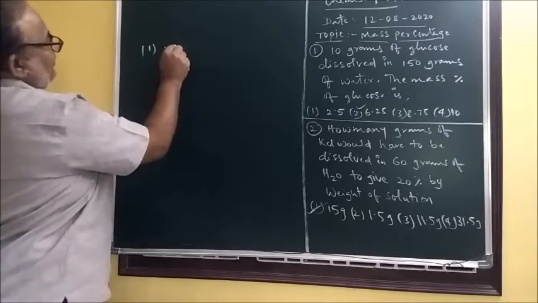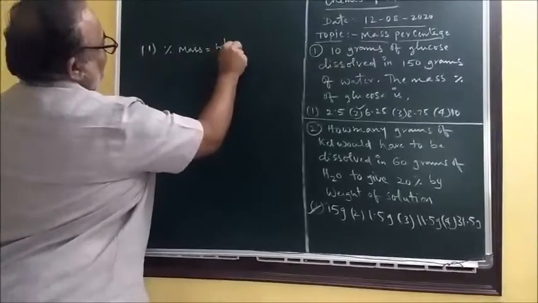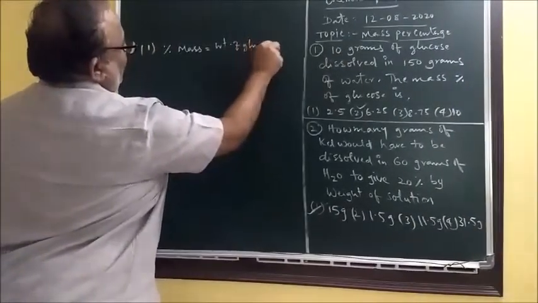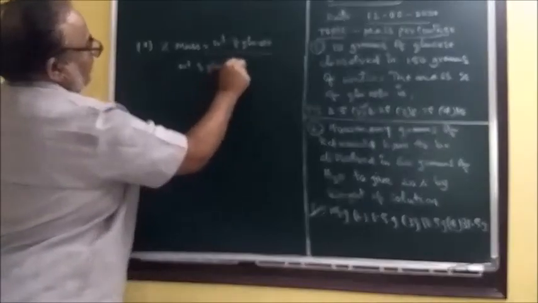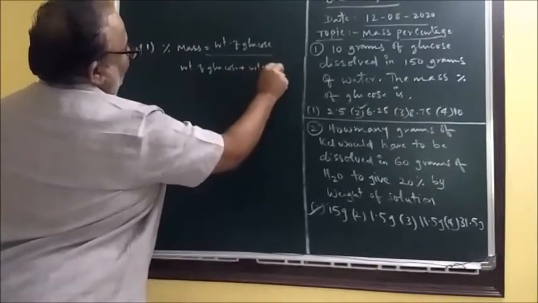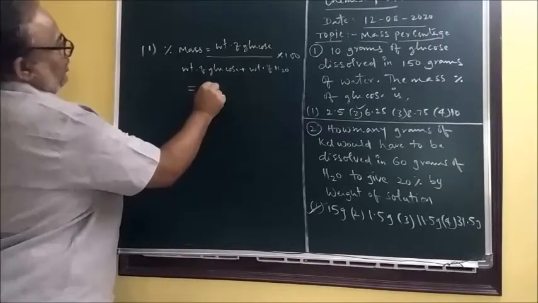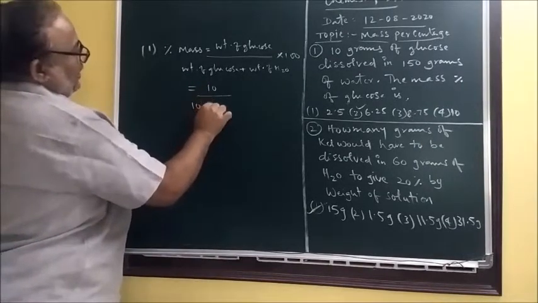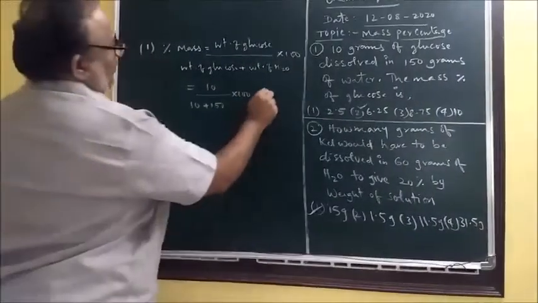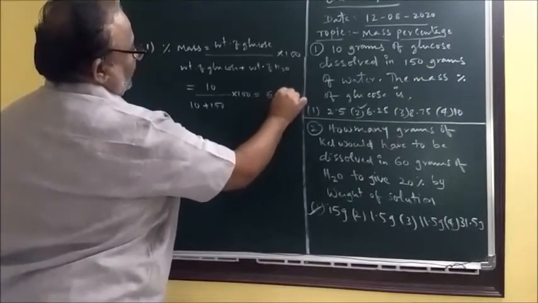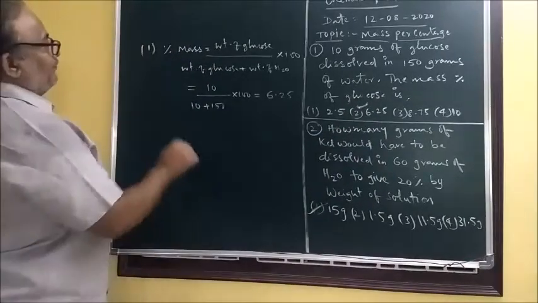Mass percentage or percentage mass is equal to weight of glucose by weight of glucose plus weight of water into 100. So therefore 10 by 10 plus 150 into 100. So on solving, you will get 6.25%. So therefore second option is correct one.